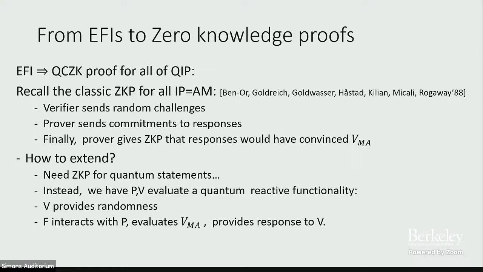So now the prover and the verifier are going to jointly evaluate a quantum reactive functionality, right? The functionality is that the verifier provides the randomness and the prover provides the statement, and then the functionality interacts with the prover in the Arthur-Merlin way, using the randomness of the verifier, and in the end it runs the MA verifier, AM verifier, sorry, and gives the bit to the original verifier, and that's it.